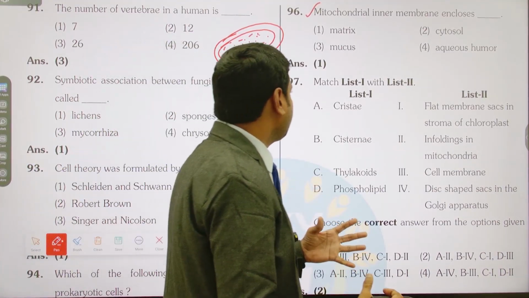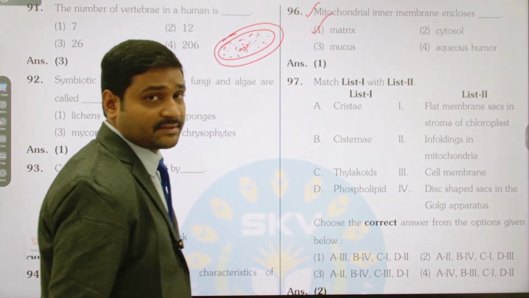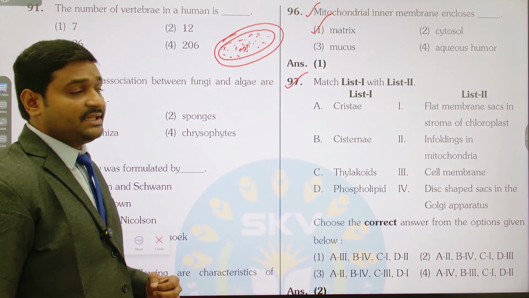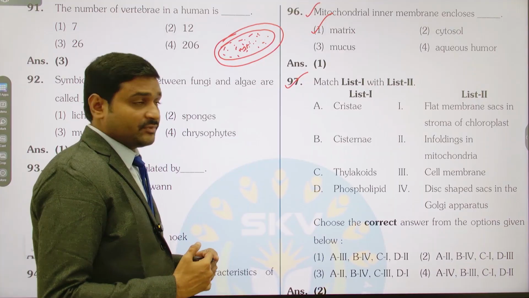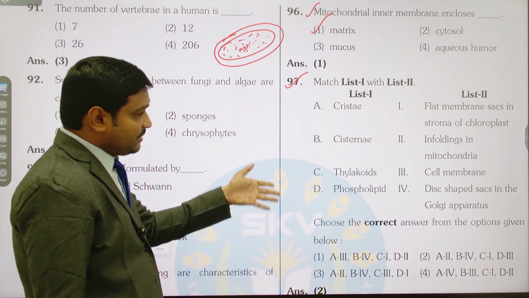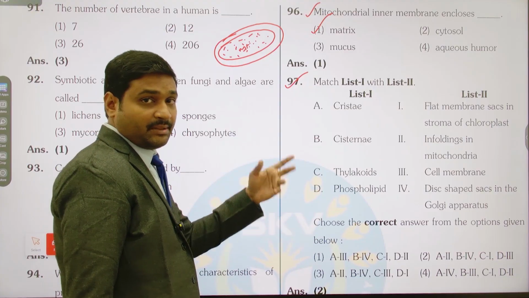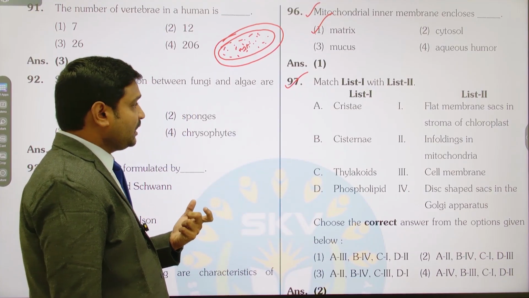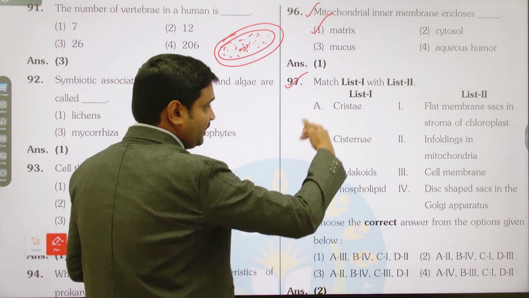So where is the matrix? Here you see, in the first option itself, there is the matrix. Okay. Question number 97, if you observe, is a match the following type. Actually, these are not taken from only one topic. These are multi-conceptual matching. So let us closely observe list 1 and list 2.